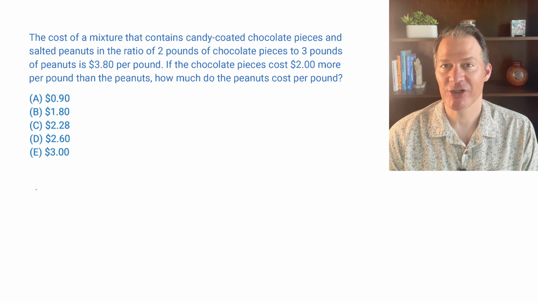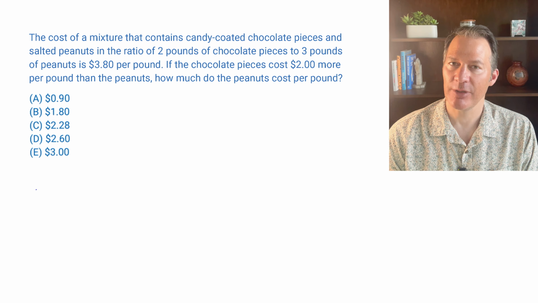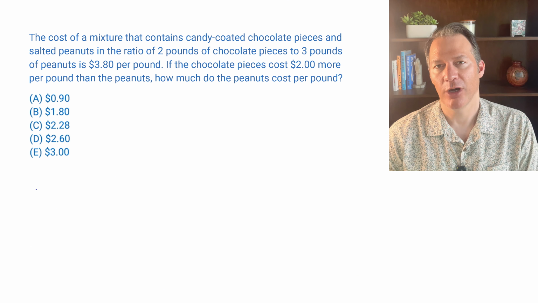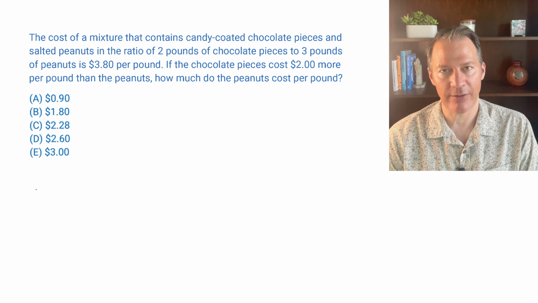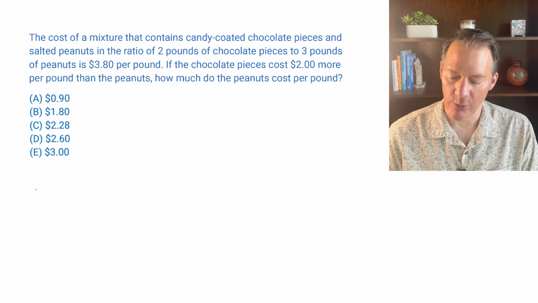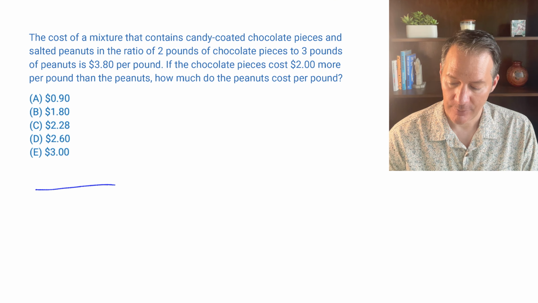So here we're told that a mixture contains 2 pounds of chocolate for every 3 pounds of peanuts, and the average cost of the mixture is $3.80 per pound. We're also told that chocolate costs $2 more per pound than peanuts, and then the question asks for the price of the peanuts. So to solve this a smart way, I like to draw a balance scale.